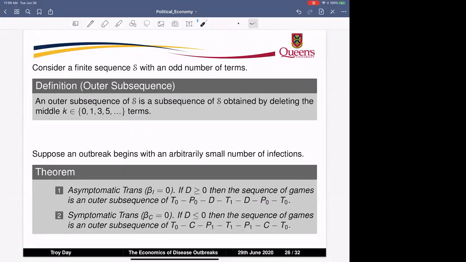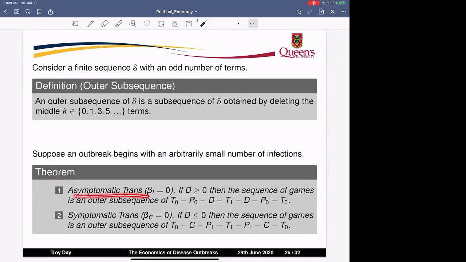So to state this theorem, I'm going to define this thing I've called an outer subsequence here. So let's imagine we have a finite sequence with an odd number of terms. I'm just going to define an outer subsequence to be a subsequence of S where I've deleted 1, 3, 5, some odd number of middle terms of that sequence, okay? And then the theorem is stated here.